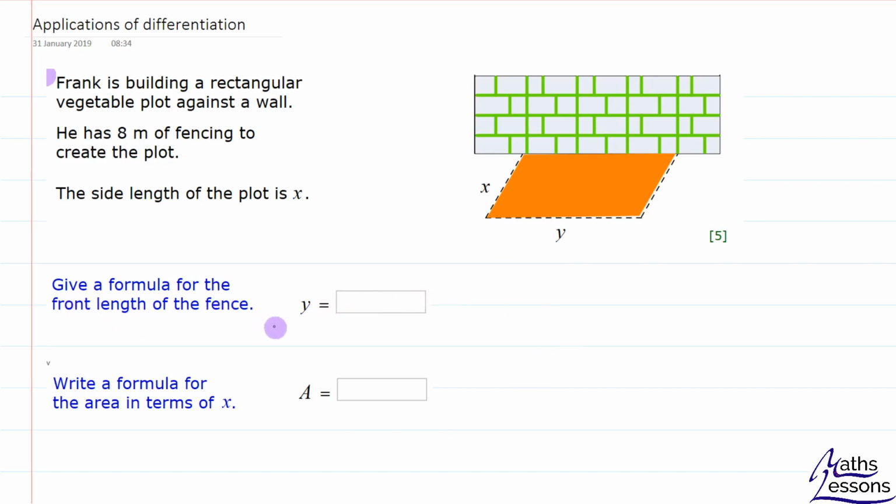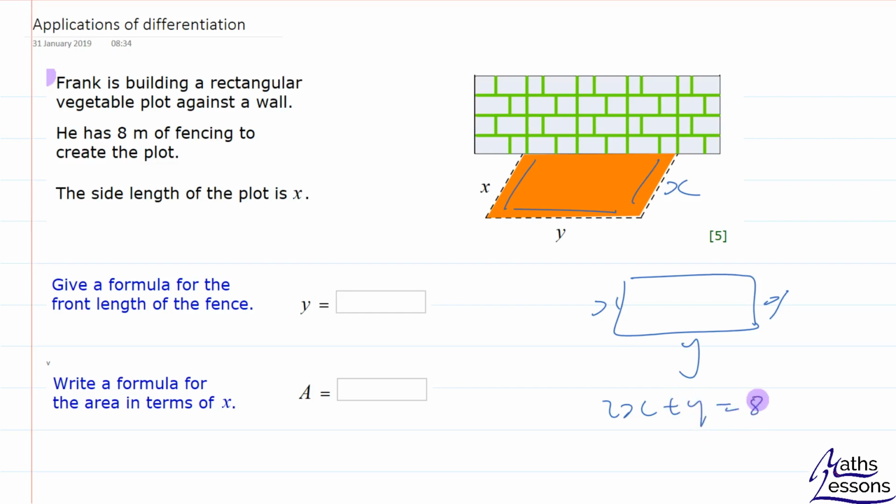So, give a formula for the length of the fence. Now we know that all of this adds up to 8. We know that this will be x. This diagram is a little bit confusing because it's meant to be a rectangle, and I suppose they're trying to draw it in 3D. So you've got to imagine that it's x, x, y here for the fencing, and that adds up to 8. So 2x plus y equals 8, and therefore y will equal 8 minus 2x.